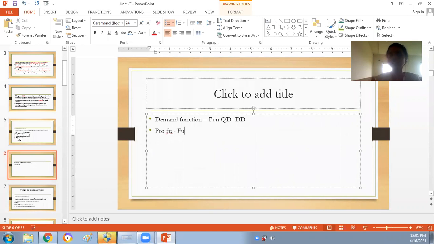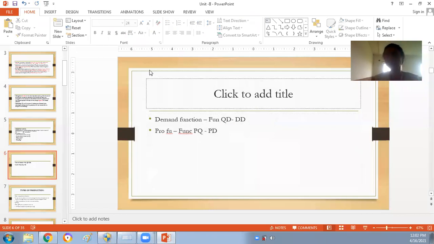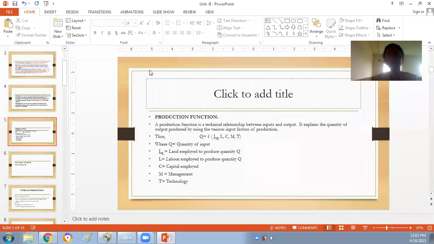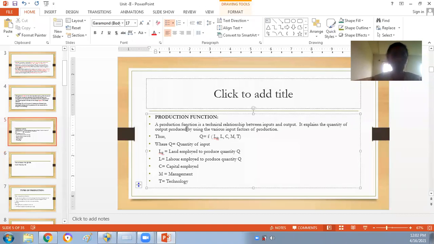That is, it is a functional relationship between quantity of production, or production quantity, or quantity produced, with production determinants. See guys, there we said demand determinants, and now here we are saying production determinants. There it is quantity of demand, and here it is production quantity. There is a basic difference, but just as we defined the demand function, here also we will define the production function.